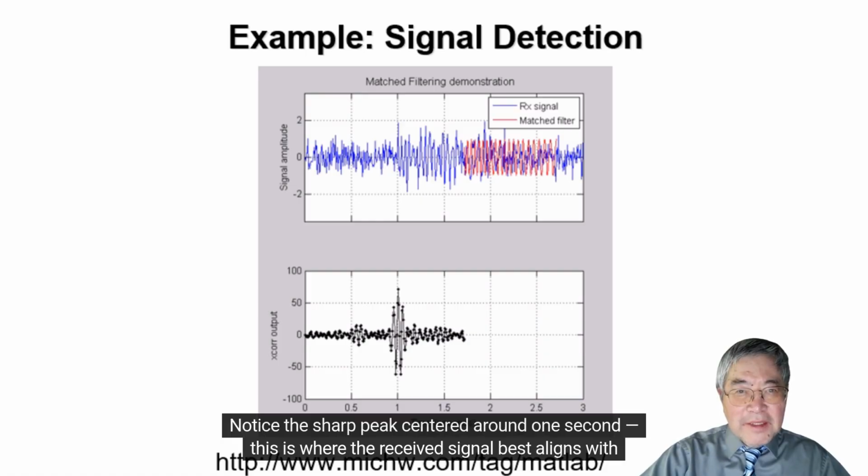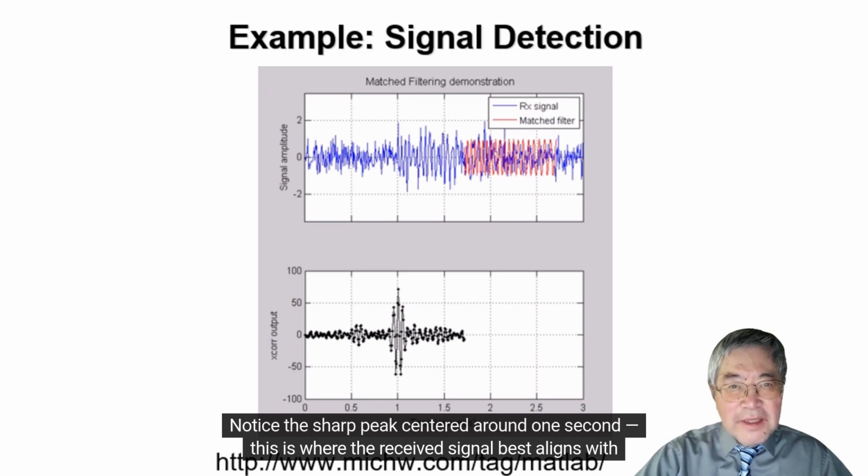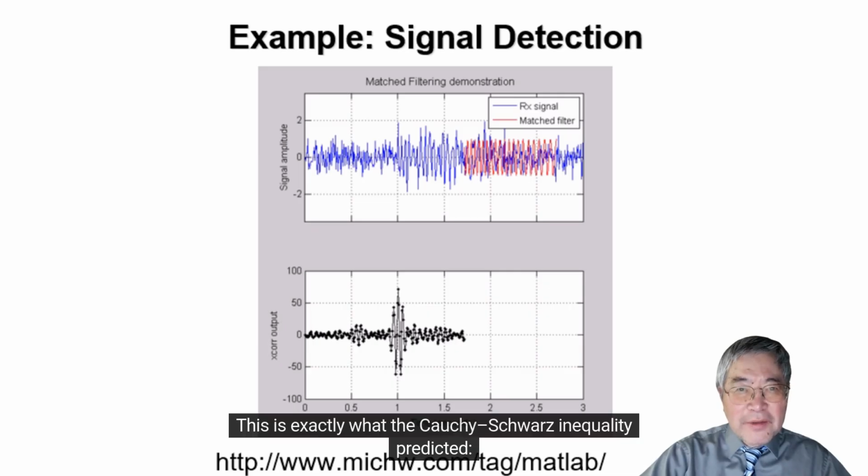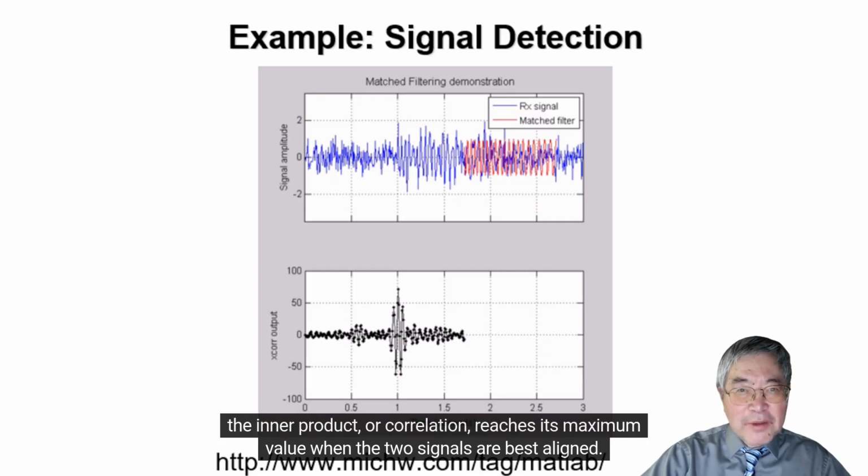Notice the sharp peak centered around 1 second. This is where the received signal best aligns with the matched filter. That spike tells us that the target signal is present at that location in time. This is exactly what the Cauchy-Schwarz inequality predicted. The inner product or correlation reaches its maximum value when the two signals are best aligned.